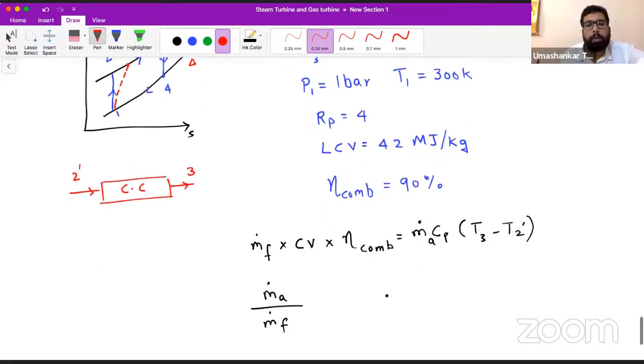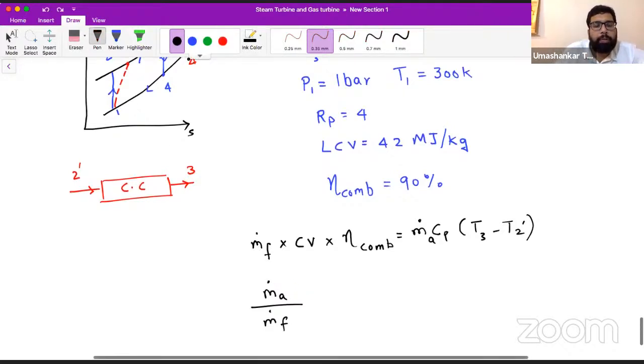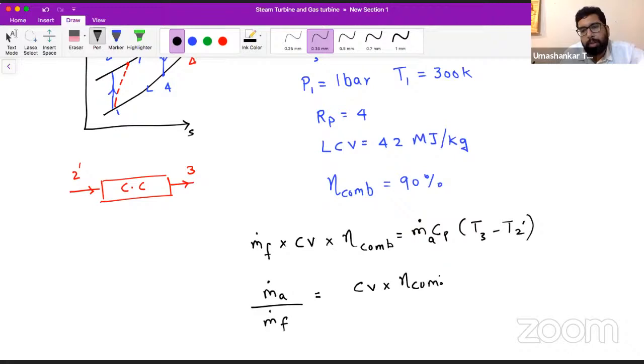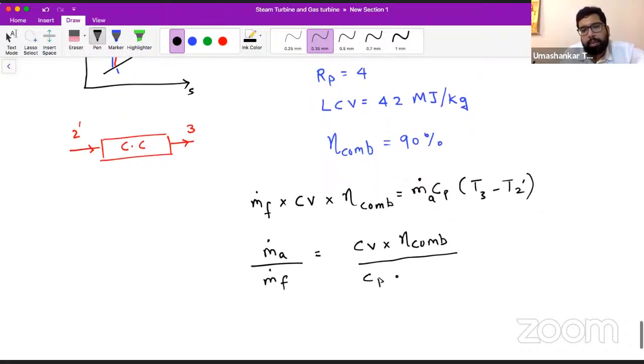So m dot a upon m dot f, from this equation, will be equal to CV into combustion efficiency divided by Cp (T3 minus T2 dash). T3 minus T2 dash, not a square. Got this point or not? Tell me, got this point or not?